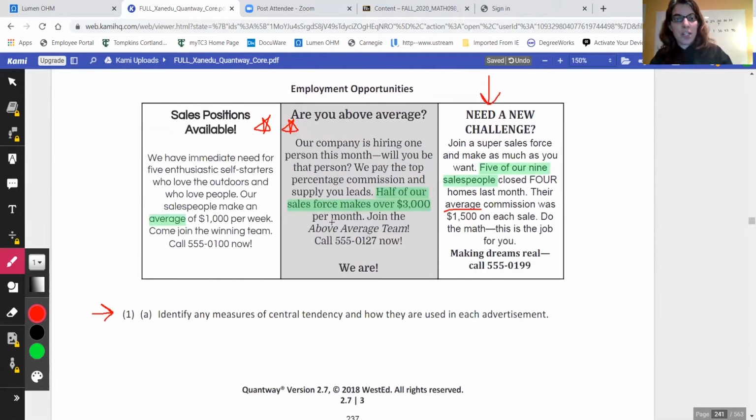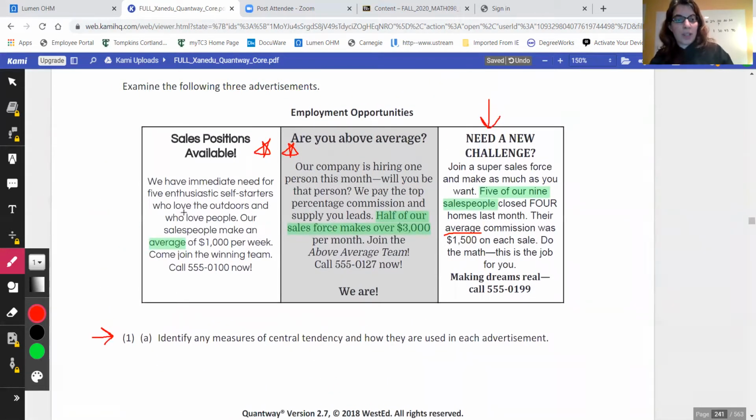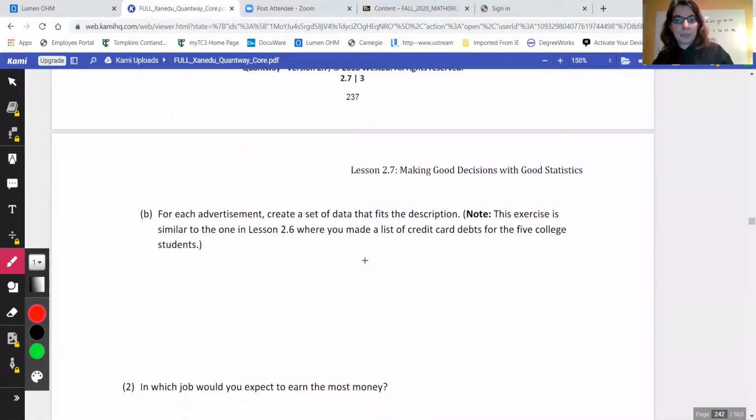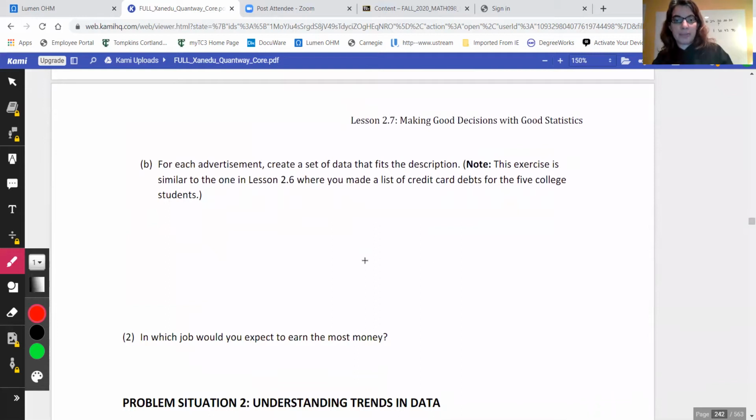So for the first one, you just need a data set where people make an average of $1,000 a week. They're trying to hire 5 people. It doesn't really say how many people they already have, so you could just make that up. That's fine. You could say that each of these has 5 people if you want. And then here, half our sales force makes over $3,000. So however many salespeople you want to say they have, half of them are going to make over $3,000. So go ahead and create a set of data for those.